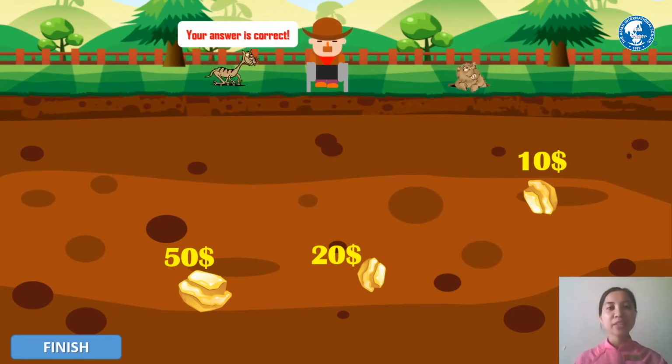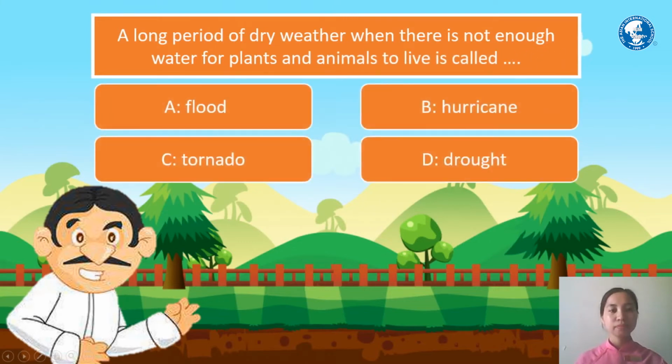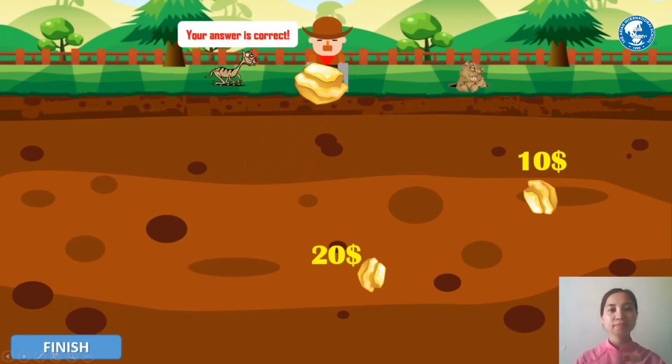$50 may be a good choice at this present time. A long period of dry weather when there is not enough water for plants and animals to live is called A. Flood, B. Hurricane, C. Tornado, or D. Drought. Let's interpret the definition of each word. A hurricane or tornado is an extremely violent storm consisting of air that spins very quickly and causes a lot of damage. A flood is a very large amount of water that covers an area that is usually dry. Therefore, the above definition indicates drought. D is my choice. Do you agree? Bingo!